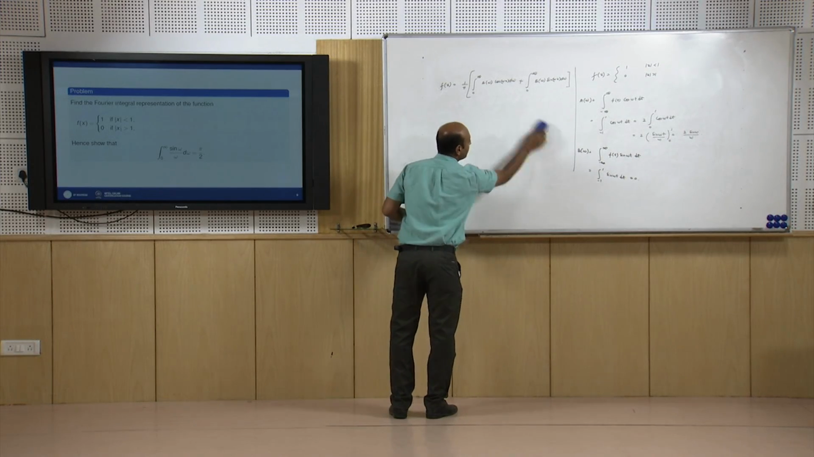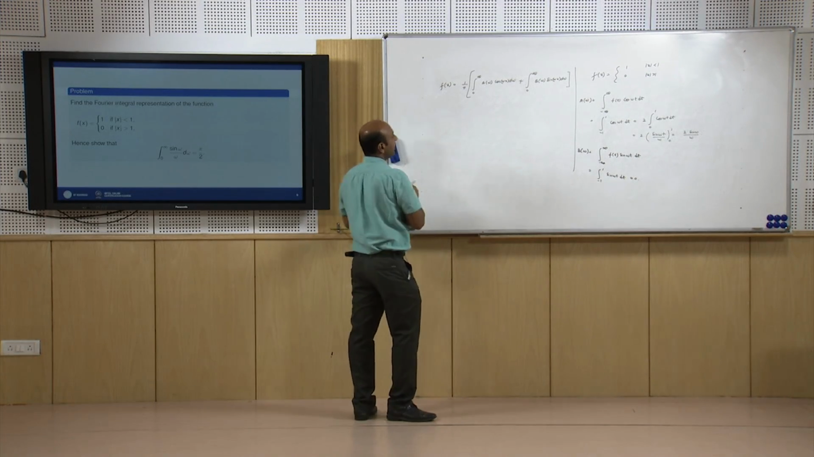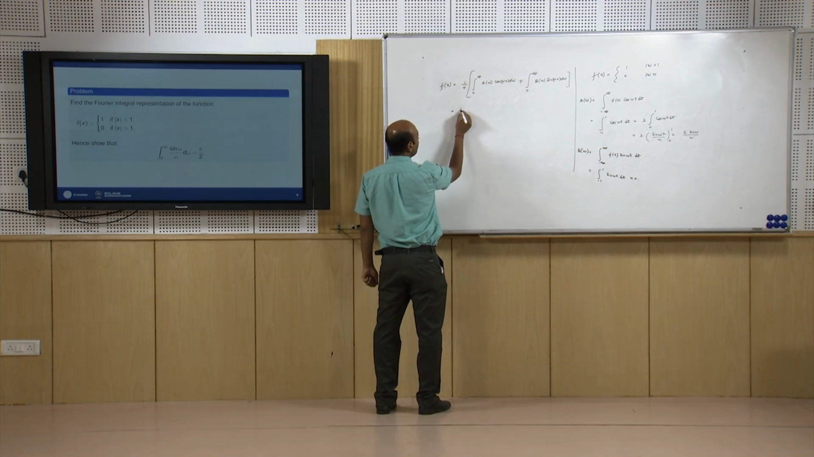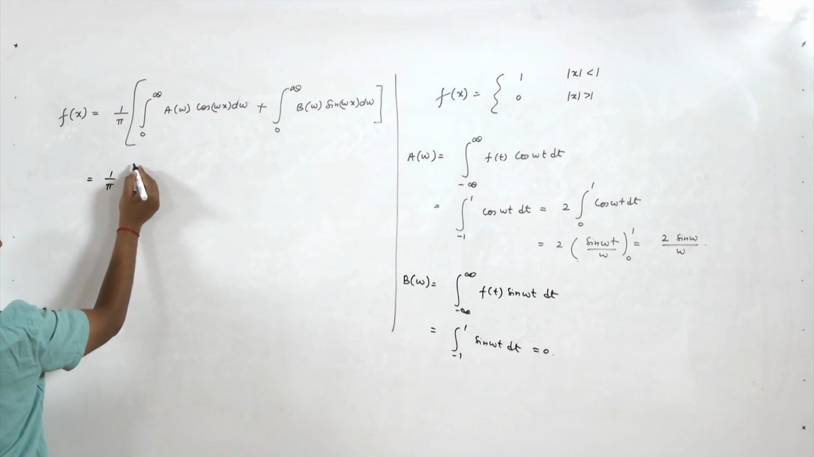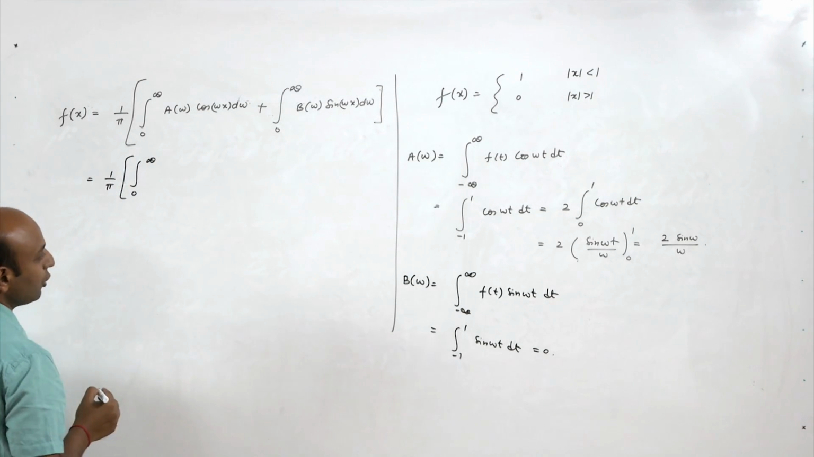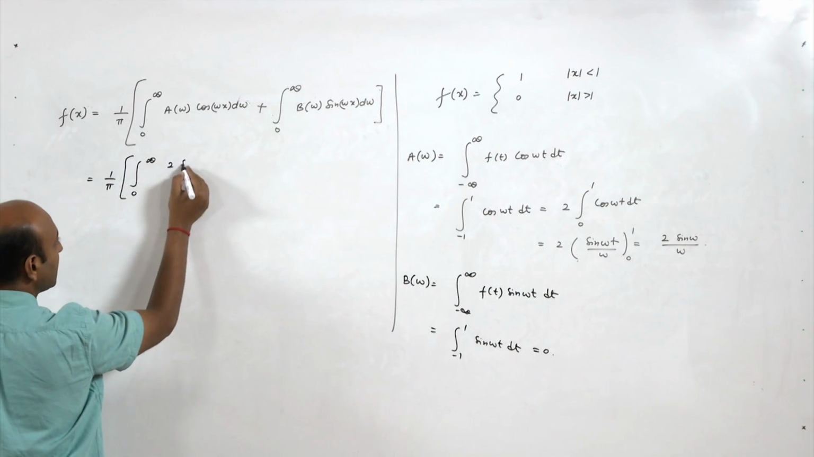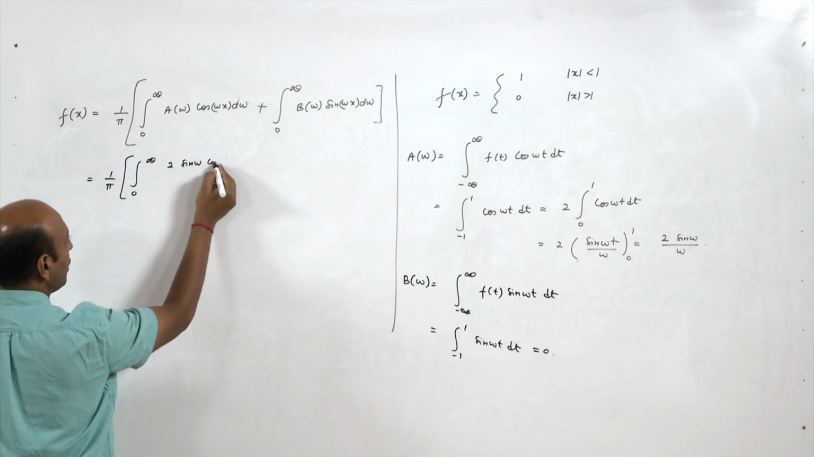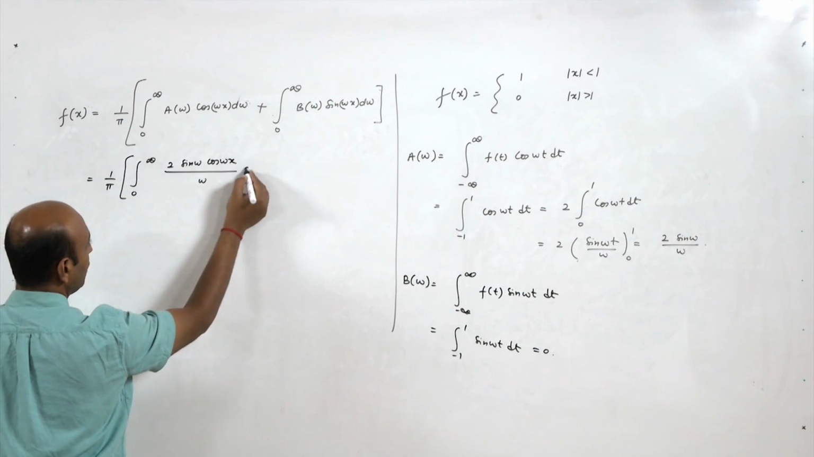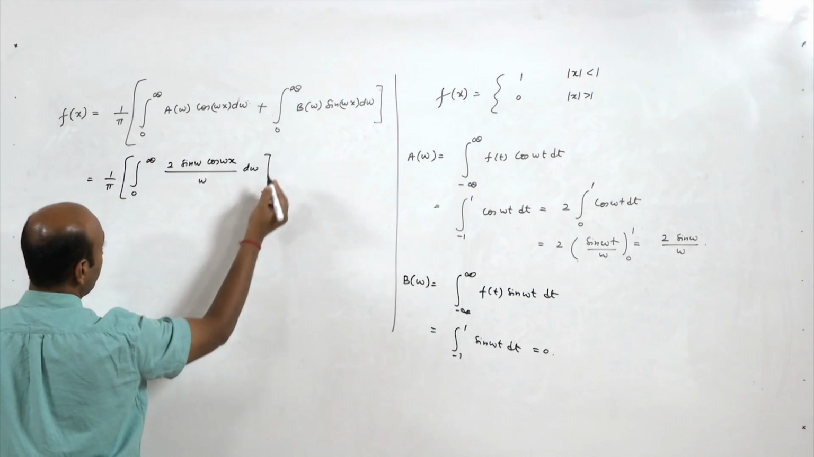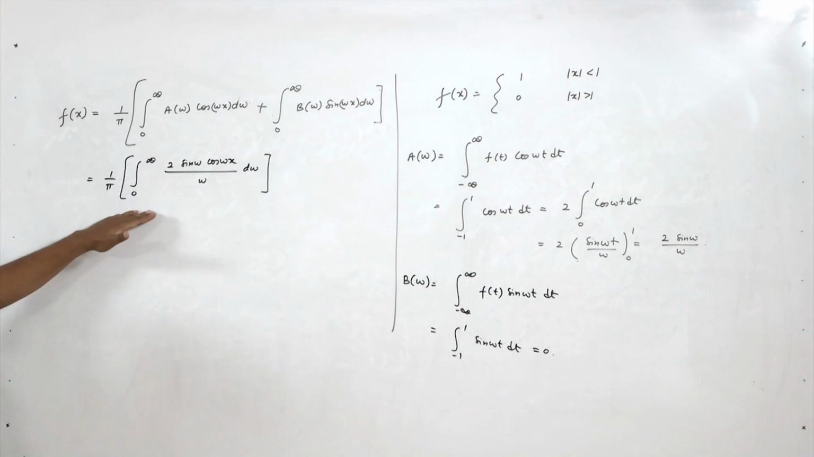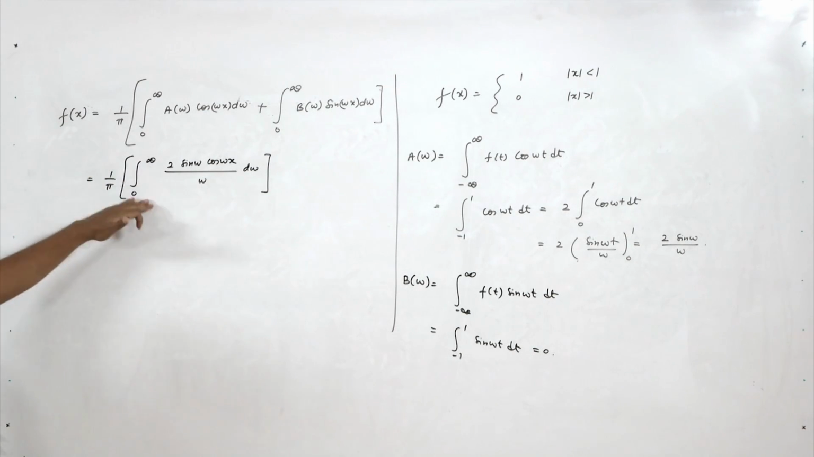and the Fourier integral representation of a function f x is given by this expression, as we already know. So, this will be nothing but 1 upon pi, integral 0 to infinity. Now, what is a omega? It is 2 sin omega cos omega x upon omega d omega. B omega is 0. So, that will be the Fourier integral representation of this function f x.